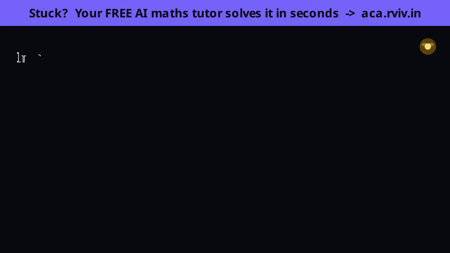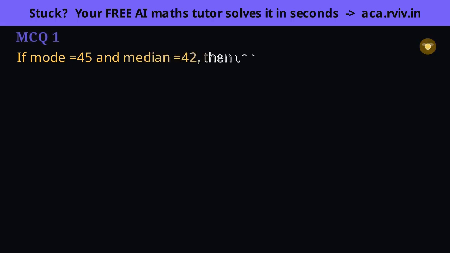We're given mode and median and asked for the mean. That's the empirical relation's whole purpose. Recall 3 median equals mode plus 2 mean, which comes from the fact that for a moderately skewed curve the median sits about a third of the way from the mode toward the mean. So we don't need any table, just rearrange.